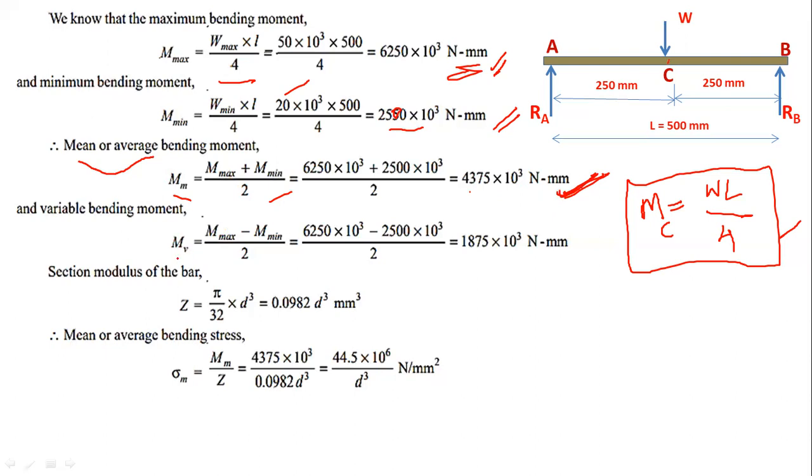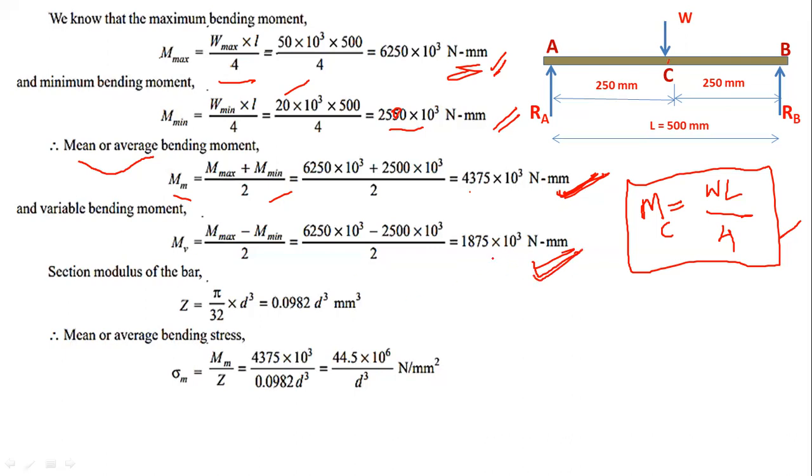In similar way, variable bending moment Mv equal to maximum bending moment minus minimum bending moment by 2 equal to 6250 into 10 power 3 is the maximum bending moment minus 2500 into 10 power 3 is the minimum bending moment divided by 2 equal to 1875 into 10 power 3 Newton mm. This one is the variable bending moment, that is Mv.